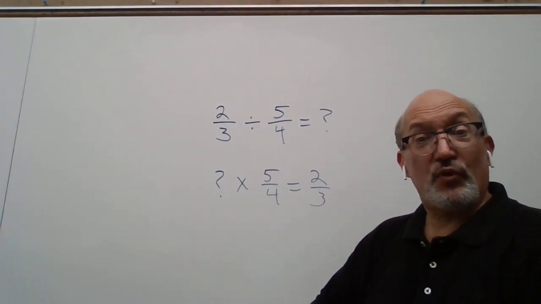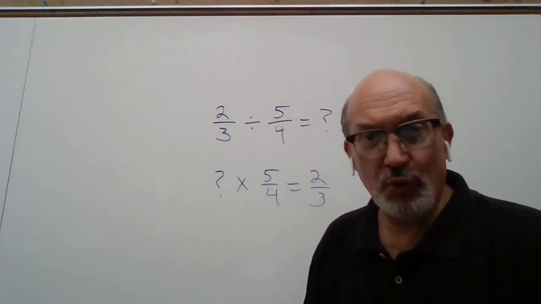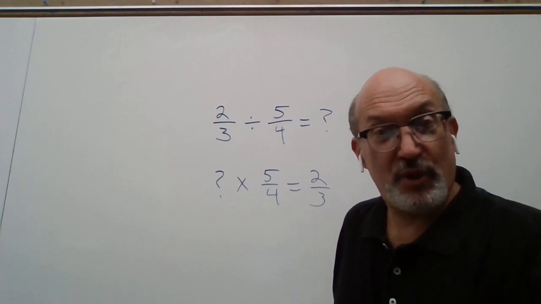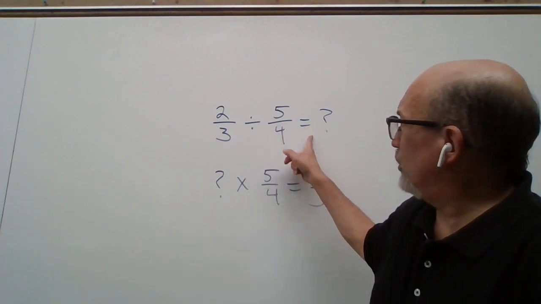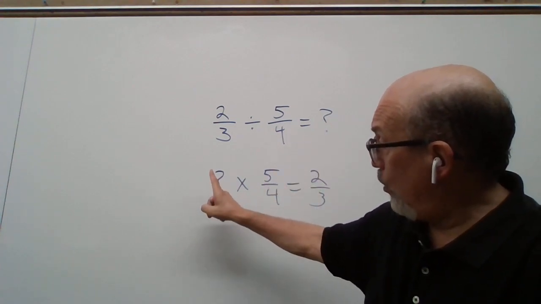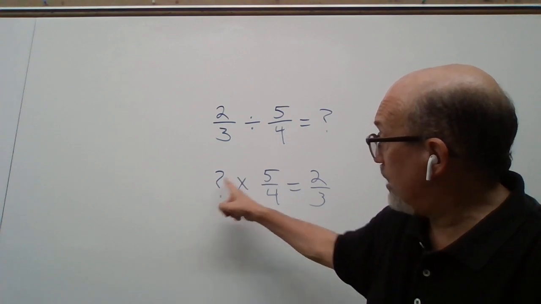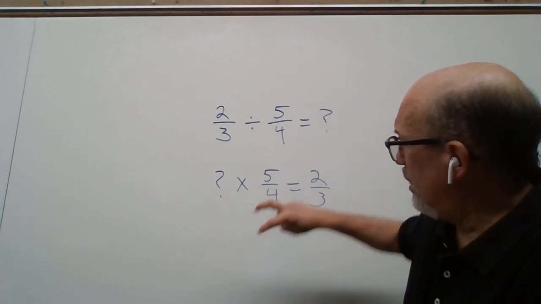2/3 divided by 5/4. You might recognize those fractions. We multiplied 2/3 and 5/4 in the previous video. Now we're doing 2/3 divided by 5/4. What's the quotient? Well, whatever the quotient or answer is, we need to be able to multiply that by 5/4 to get 2/3. Now let's think about this for a second.